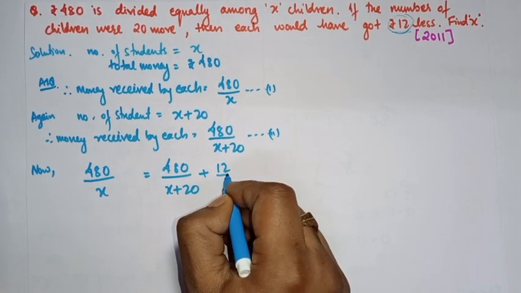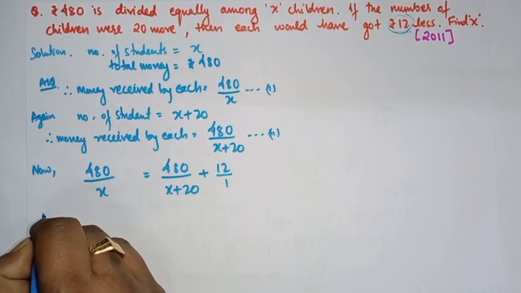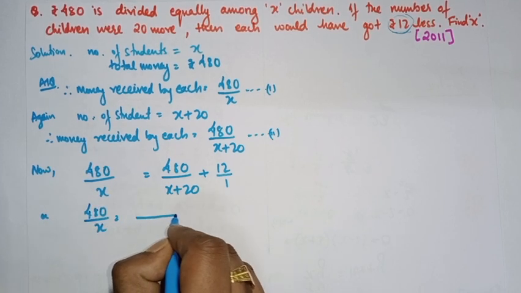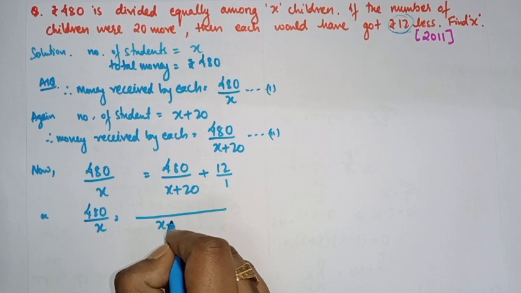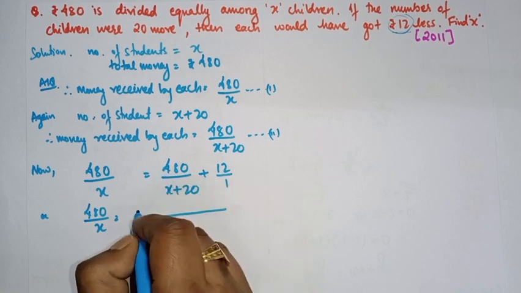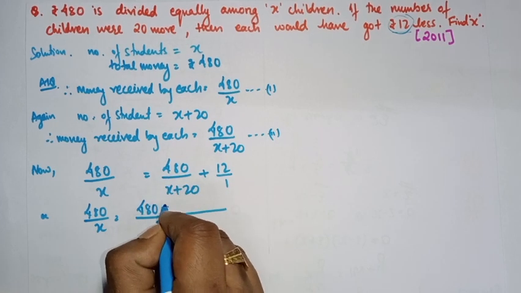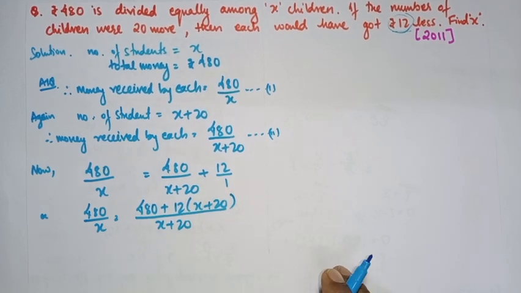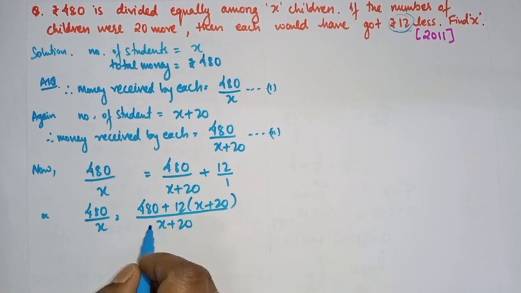So the denominator, nothing means it's here 1. Now what you'll do? You'll do LCM. So this will be 480 upon X equals to, what will be the LCM of these two? It will be X plus 20 only. So this cross multiply, you can think 480 plus this will be a 12 X plus 20. Now we'll do cross multiply this side.